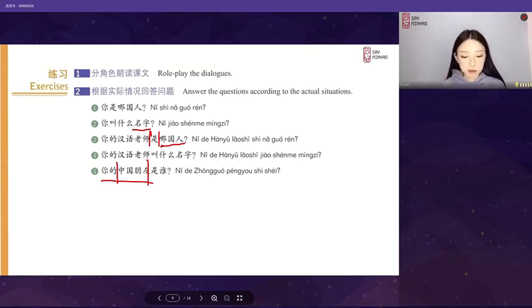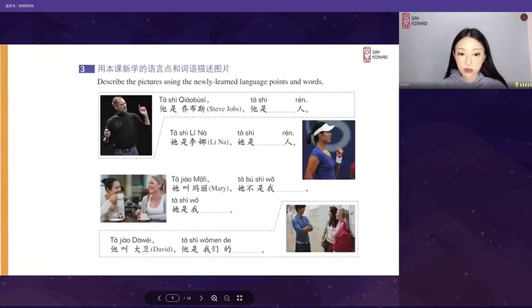I will give an example. It is, 我的中国朋友是李月。Okay, these are all the questions for today. And let's move on to the next part.